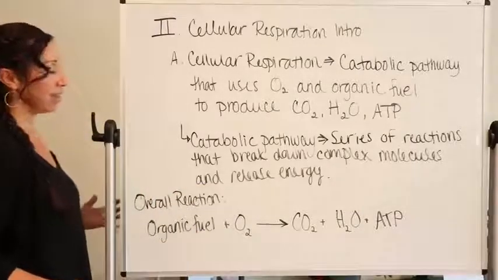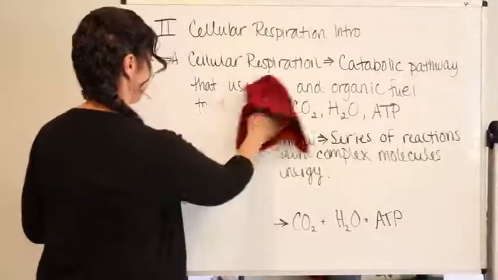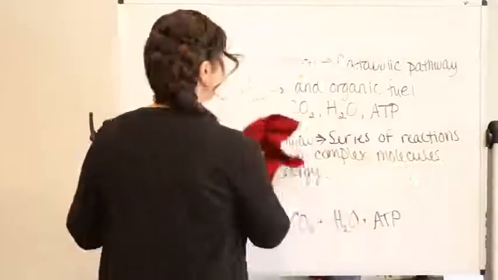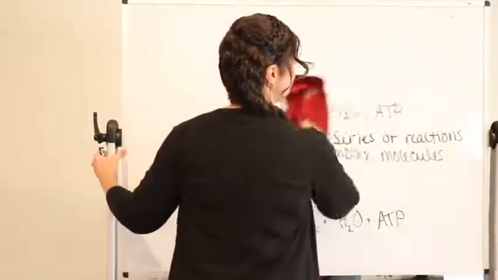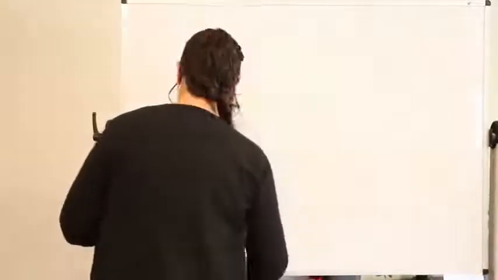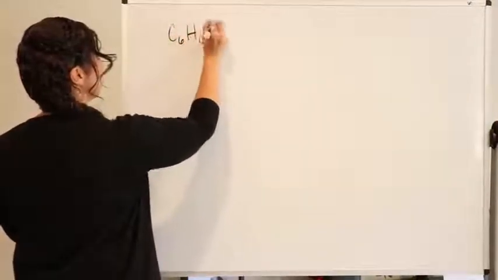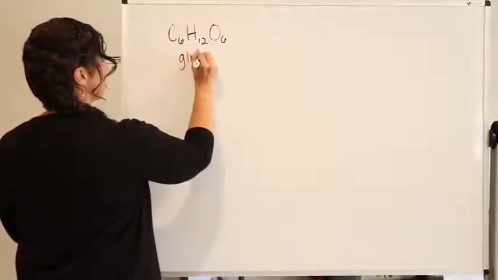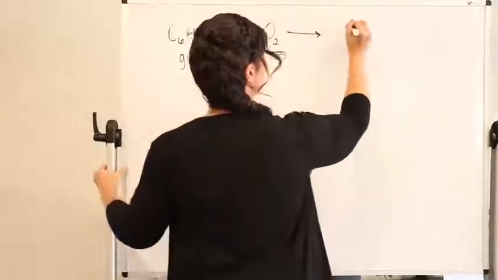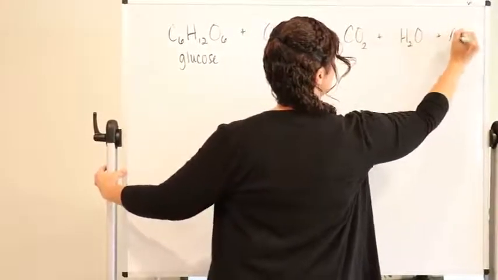So let's write this out in regards to glucose. If you remember what the chemical structure is for glucose, awesome. If not, I got your back. So glucose is C6H12O6. You're going to know it after this if you don't remember it from before. So what you're doing is C6H12O6, so glucose, plus O2 gives out CO2 plus water plus ATP.